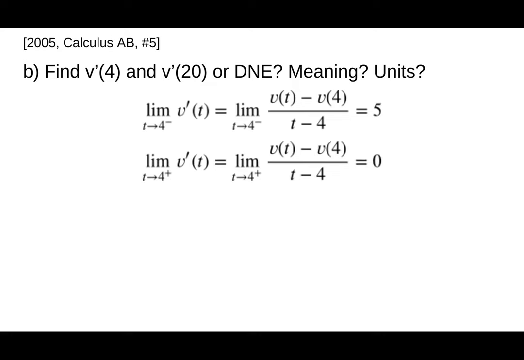And the limit as t approaches 4 from the right of v prime of t would be the limit as t approaches 4 from the right of v of t minus v of 4 over t minus 4. That turns out to be 0. So we run into an issue here. This limit doesn't actually exist because the two one-sided limits, even though they exist, do not agree. So we would conclude from this that v prime of 4 does not exist, since those two limits are not equal.